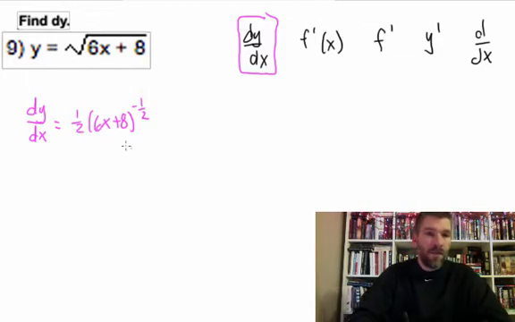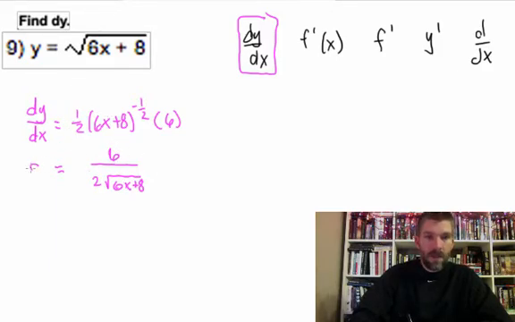And then simplify this down just a little bit, not a whole lot. You're going to have 1 over 2 square roots of 6x plus 8. And also don't forget up here, I forgot my little chain rule part. The derivative of the inside is 6. So this would be 6 over that, and that's what dy dx equals.